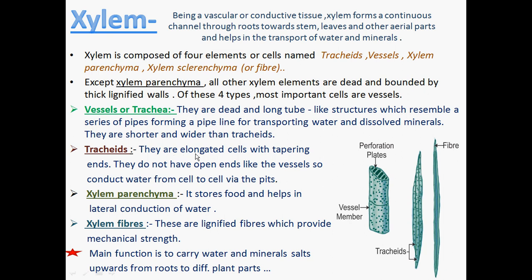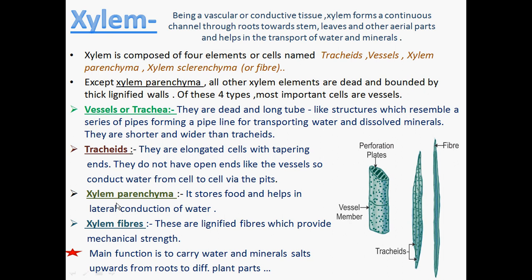So the tracheids are elongated cells with tapering ends. You can see these are tapering; this shape is known as a tapering end. They do not have open ends, as I told you, like the vessels. So they conduct water from cell to cell via the pits.